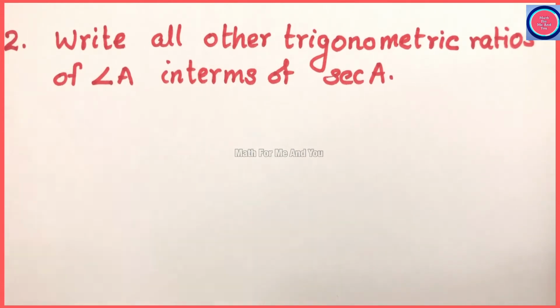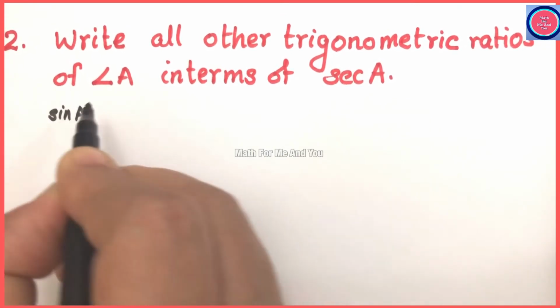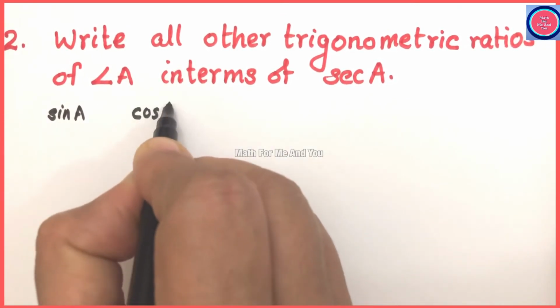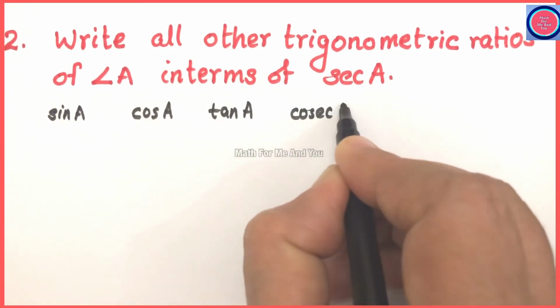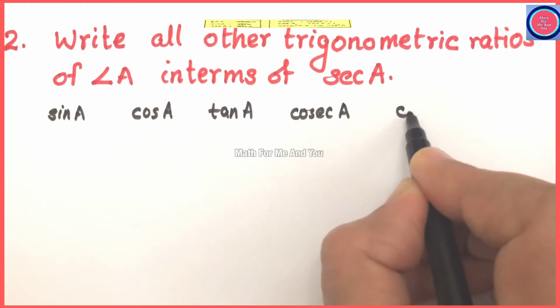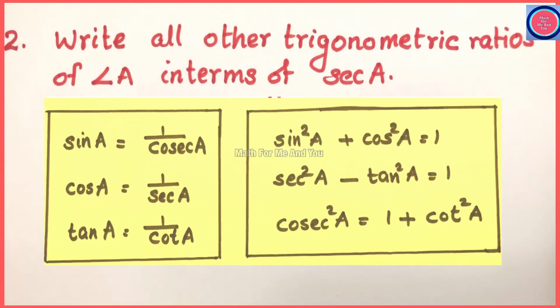This is also similar to question number 1. Here we have to write the other ratios, meaning sin A, cos A, tan A, cosec A and cot A. Here also we will use the relationships or identities which connect the ratios to each other.